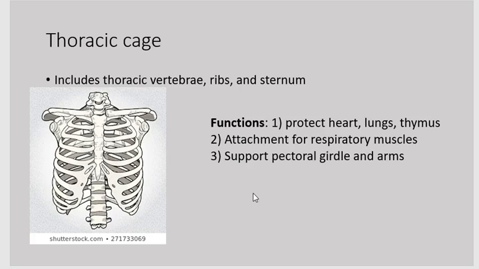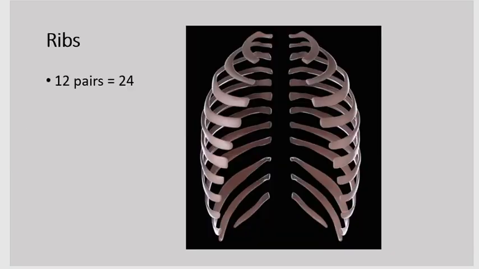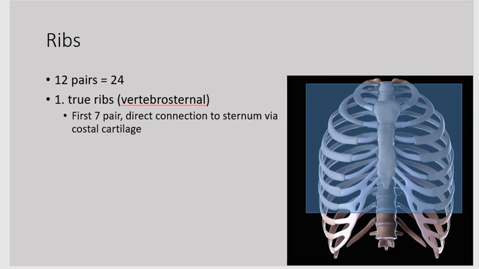And then it also helps to support the pectoral girdle and the arms. So behind here you'll have your scapula. Here you can see your clavicle where that pectoral girdle hooks up. So we have 12 pair, one for each or two for each thoracic vertebrae. Our first group are called true ribs. So if you look at the first 7, you'll see they have an individual costal cartilage attachment to the sternum. So they all have their own connection.